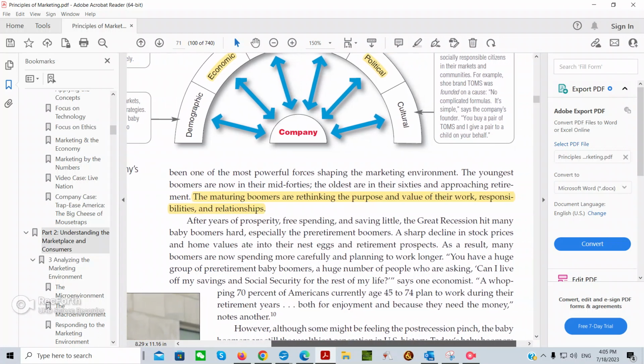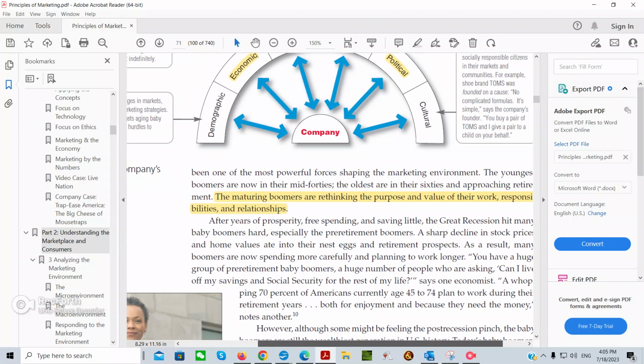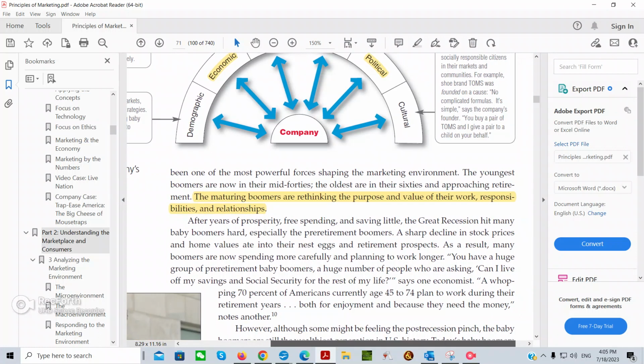Now, after years of prosperity, free spending, and saving little, the Great Recession hit many baby boomers hard, especially the pre-retirement boomers. The sharp decline in stock prices and home values ate into their nest eggs and retirement prospects. As a result, many baby boomers are now spending more carefully and planning to work longer. Here's the key thing: spending more carefully.